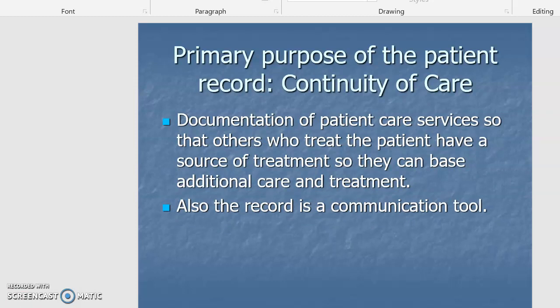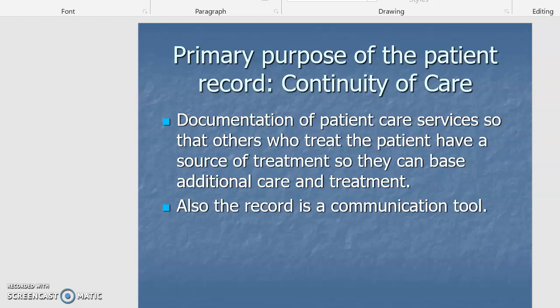Okay, so let's talk about the primary purpose of the patient record. It is the continuity of care, documentation of patient care services so that others who treat that patient have a source of treatment they can base additional care and treatment on. It is a big communication tool.